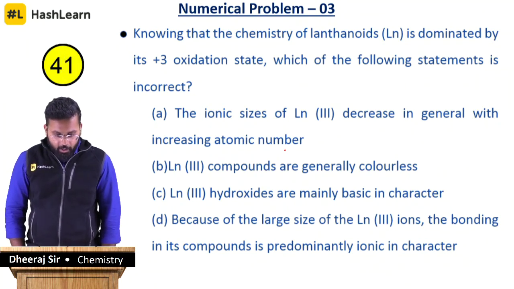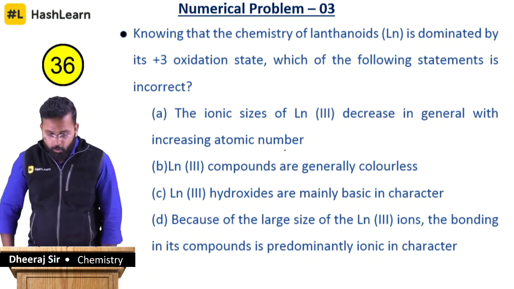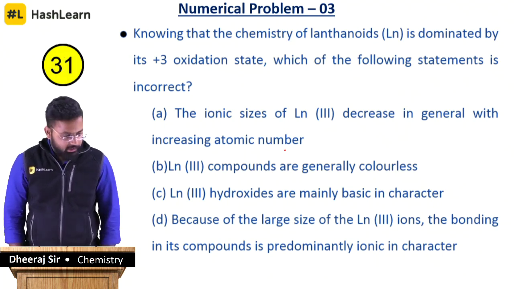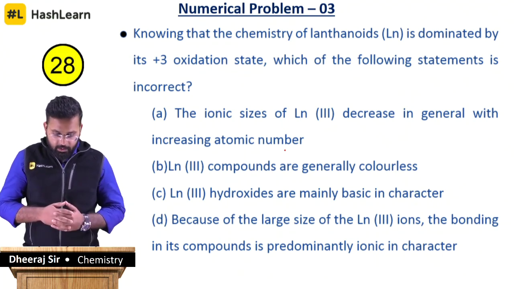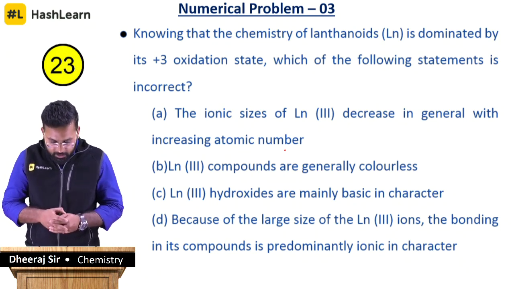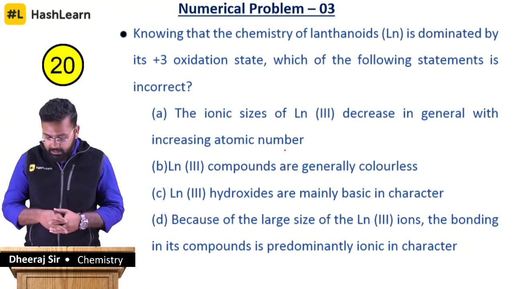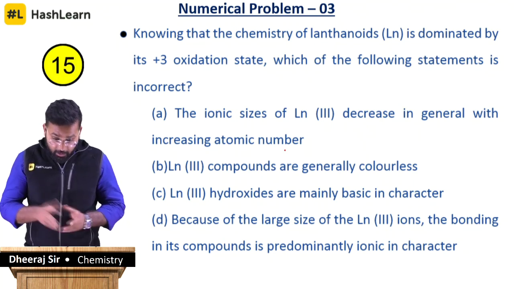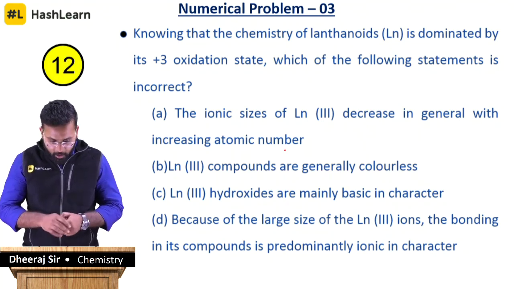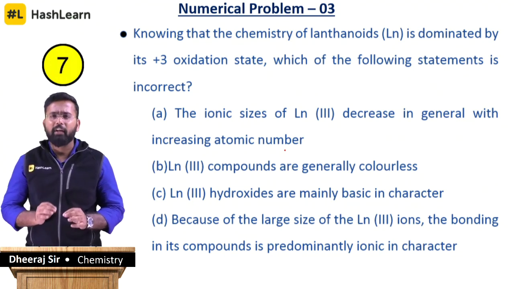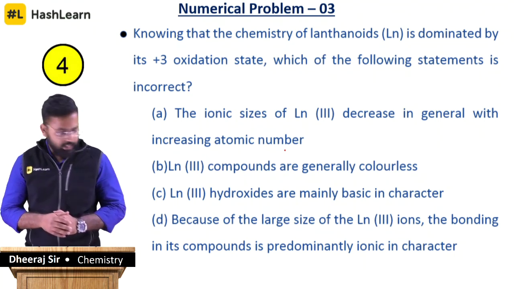The third question is, knowing that the chemistry of lanthanoids is dominated by its +3 oxidation state, I just told you that, which of the following statements is incorrect? The ionic size of Ln3+ decreases in general with increasing atomic number. Ln3+ compounds are generally colorless. Ln3+ hydroxides are mainly basic in character. Because of the large size of Ln3+ ions, the bonding in its compounds is predominantly ionic in character. So read the points slowly. You'll be able to definitely give us an answer.